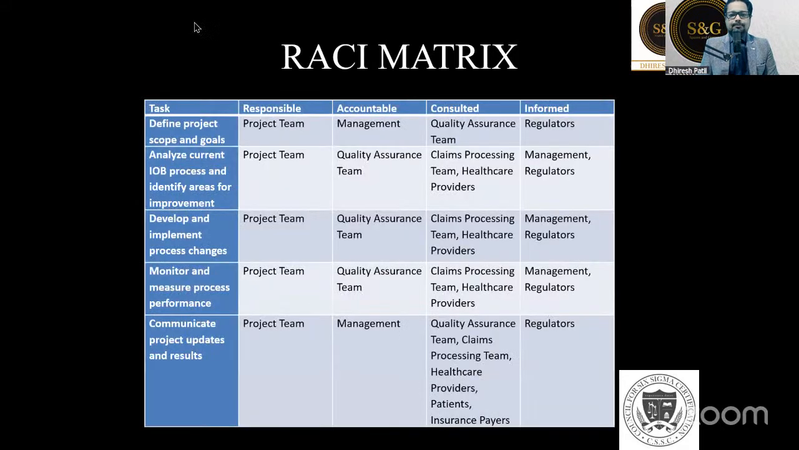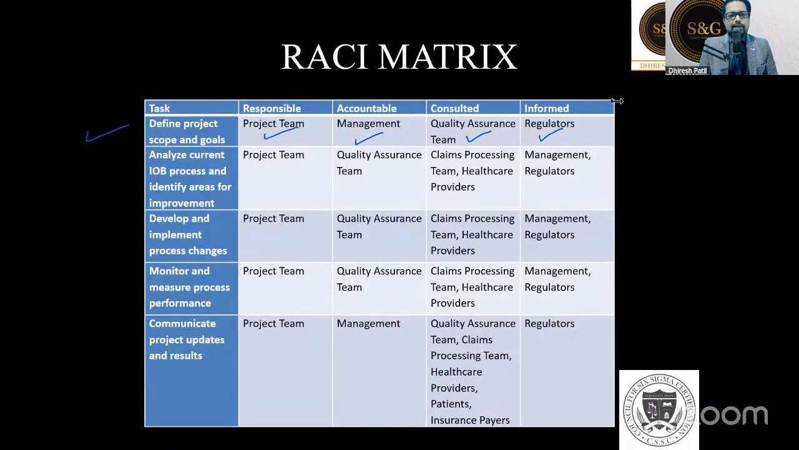For example, they have defined, let's say, the project scope and goal. Who is responsible? The project team is responsible. Who is accountable? Management is accountable. Who should be consulted? The quality assurance team has to be consulted in this part. And regulators are to be informed that we are doing this kind of project to improve the accuracy numbers. So in this particular case, they have informed the regulators.